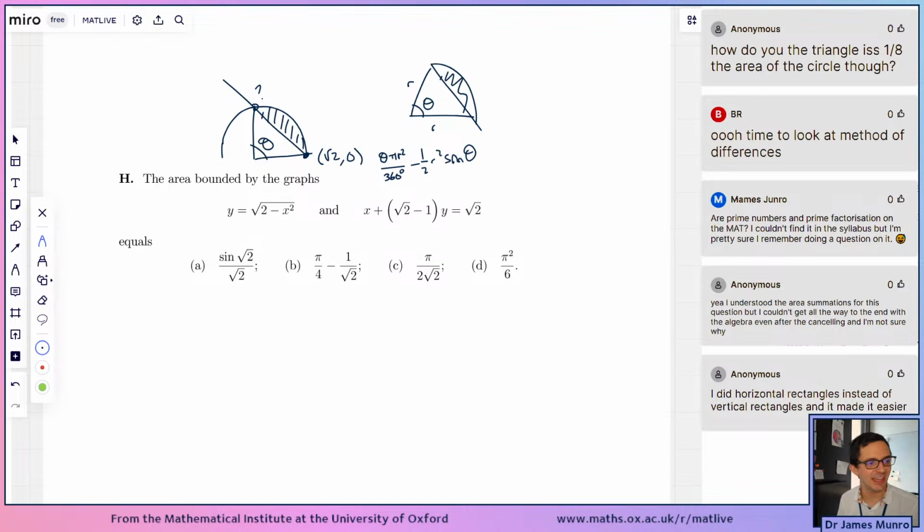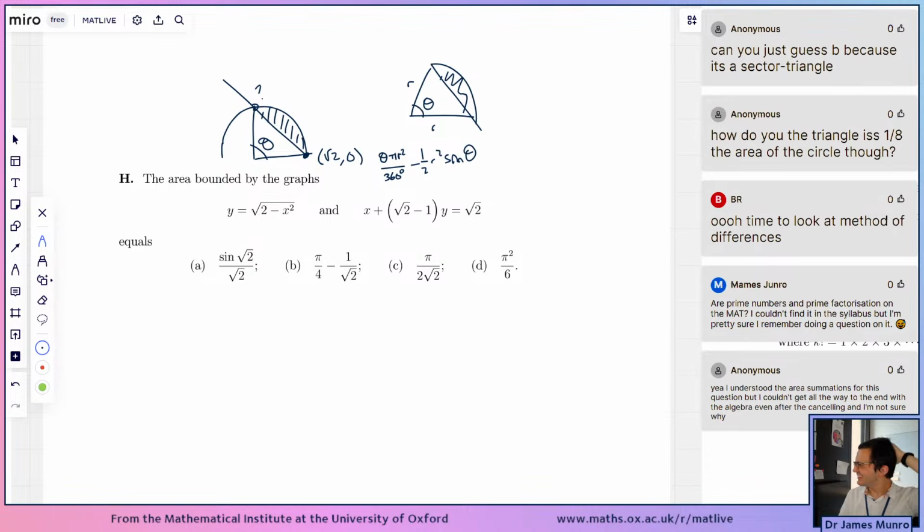Can you guess B? So I did give people some hints before. B looks the most plausible to me because it looks like a bit of circle minus a bit of triangle. I'm going to have a quick, sneaky check. Is it B? It is B. Ha ha ha. So this thing is like Euler, lol.